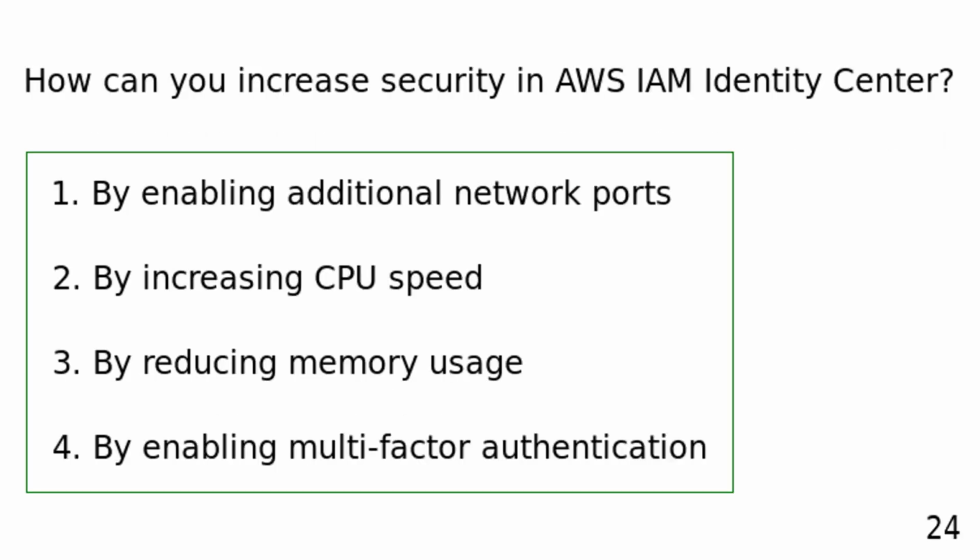How can you increase security in AWS IAM Identity Center? By enabling additional network ports. By increasing CPU speed. By reducing memory usage. By enabling multi-factor authentication.